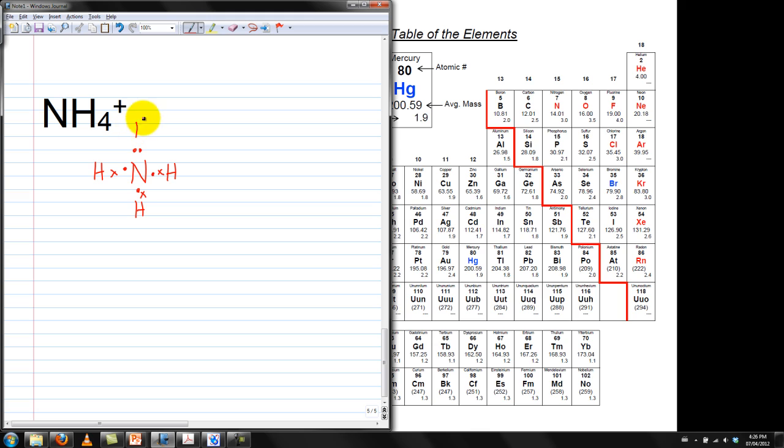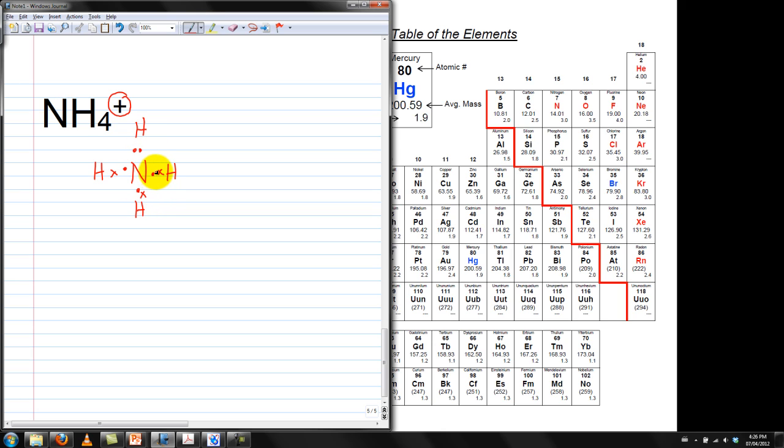But oh wait, I can't put an extra hydrogen here because nitrogen already has 8 valence electrons and it's already stable. By adding an extra electron here, it becomes unstable. Thankfully, you may have noticed that there is a positive charge on ammonium. So that means ammonium has lost 1 electron in order to become stable. And that's a good thing in this case because we don't need this electron over here. So now we've got a nice stable compound, NH4+.